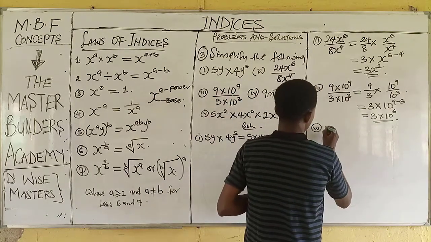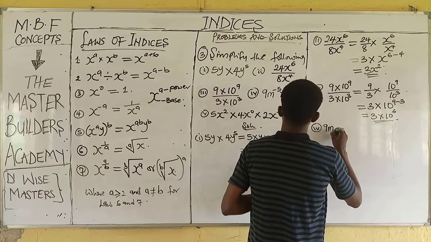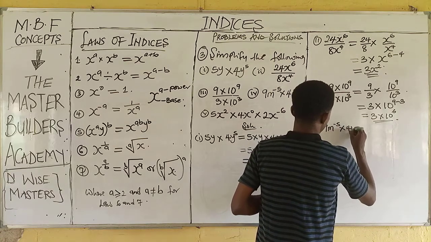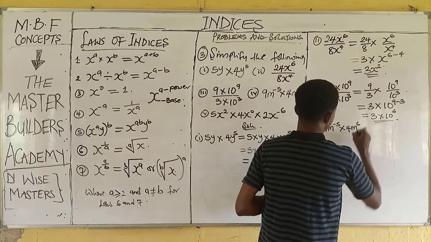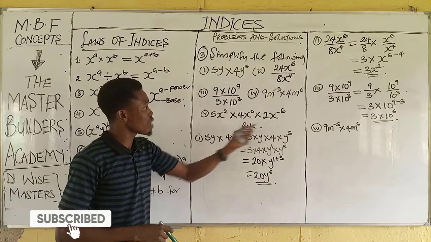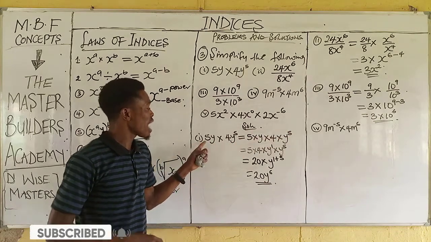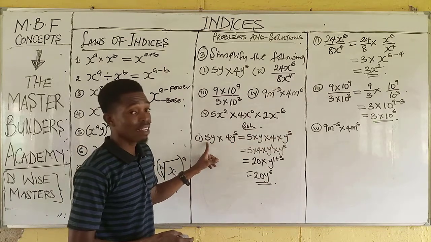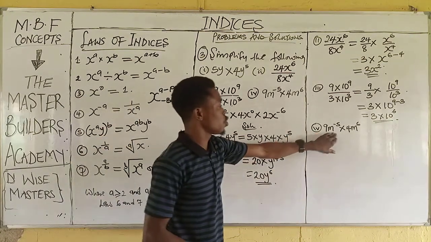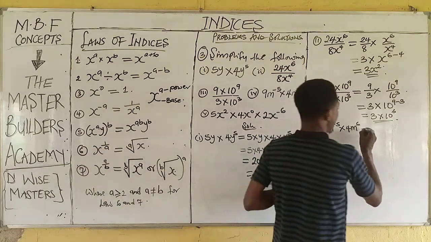We have 9m raised to the power minus 5 multiplied by 4m raised to the power 6. The same thing that we did when we solved Roman figure 1 is what we are still going to do there. We have a mixture of numbers and letters, which is alphabetical terms, right? All I need to do is to separate this. And I will have this to be what?